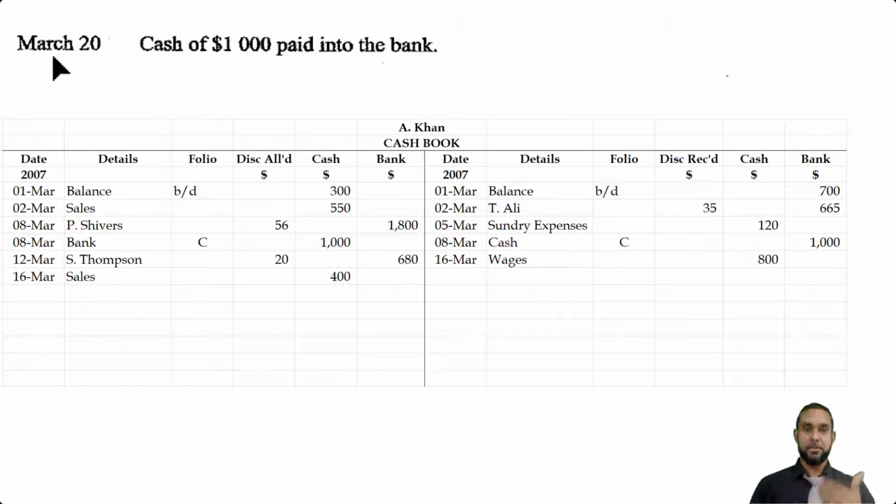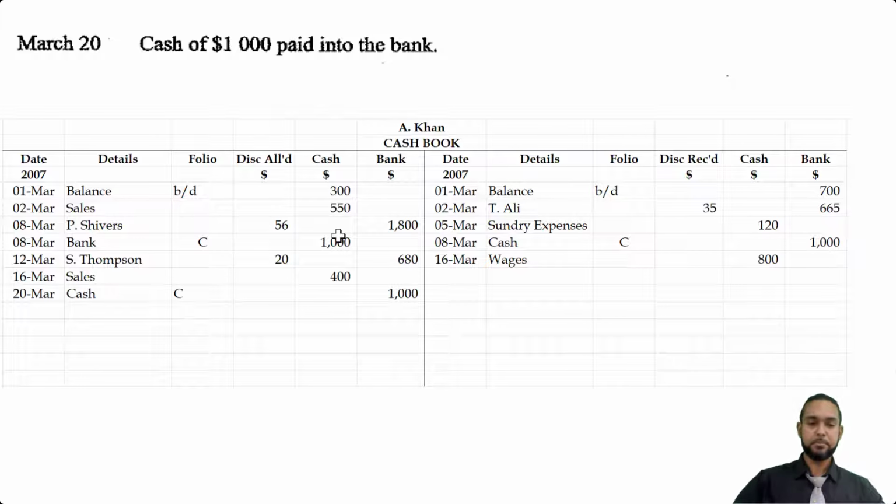Next, on March the 20th, cash of $1,000 paid into bank. So this is another contra entry, and this time we're doing the opposite. So before we took $1,000 out of the bank for office use, and I guess we're putting it back. I don't know why, but okay. So cash of $1,000 paid into bank. So bank is going to go up because we're putting money into the bank. So we're going to have a debit in bank, right, under the bank column on the debit side. And of course, it's going to say that it came from cash, right?